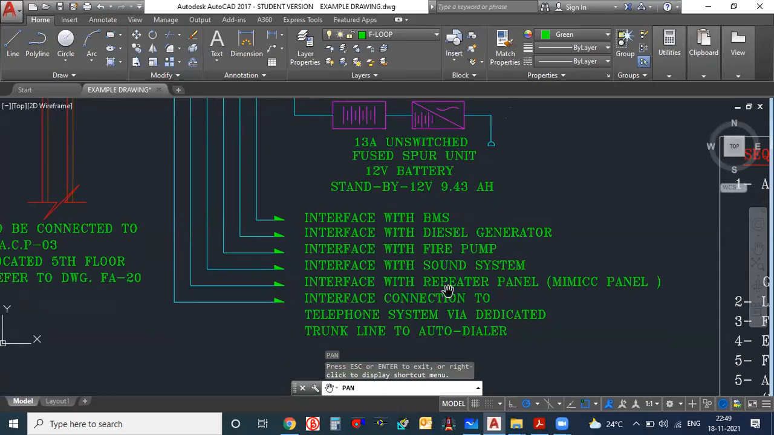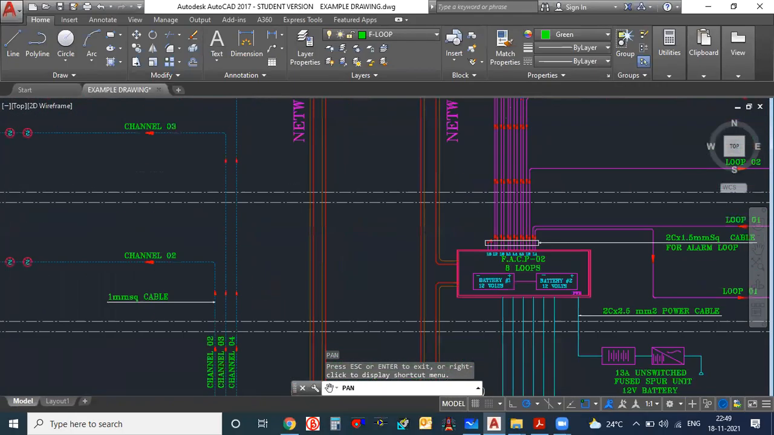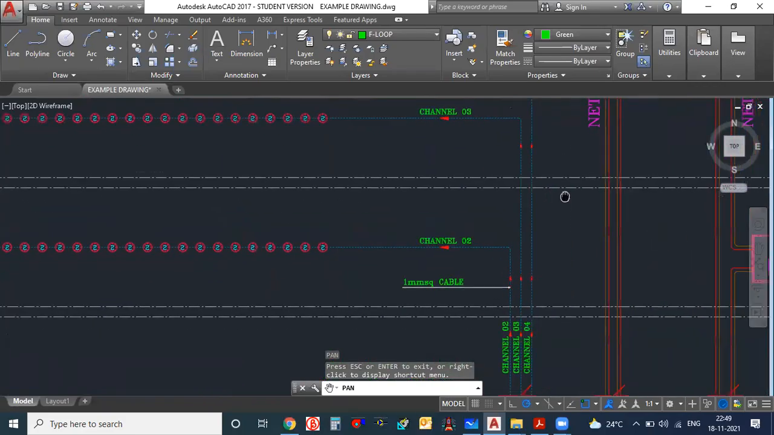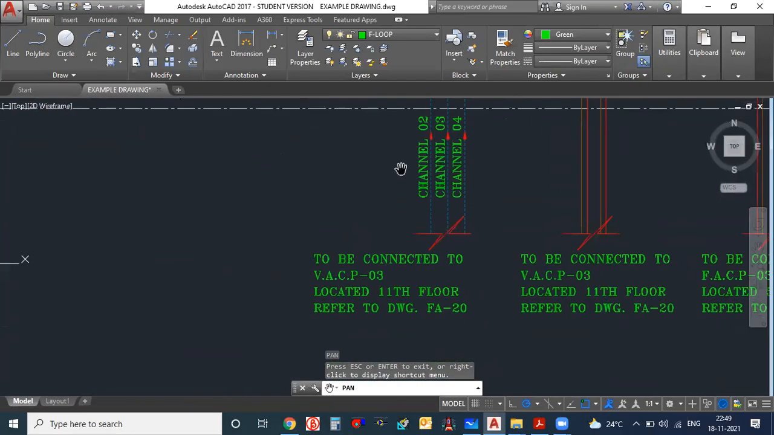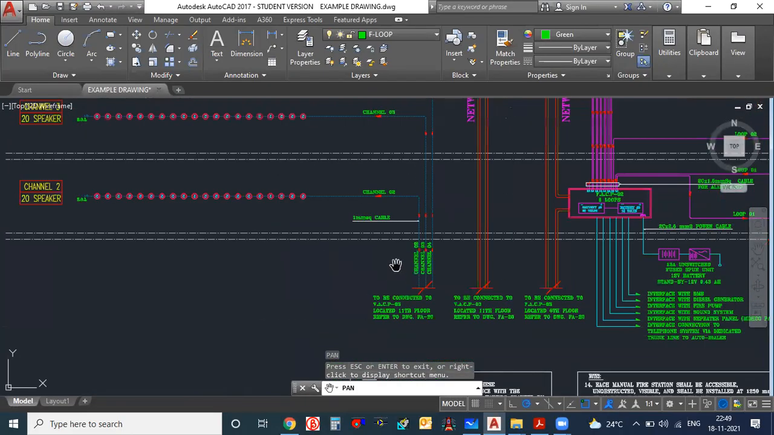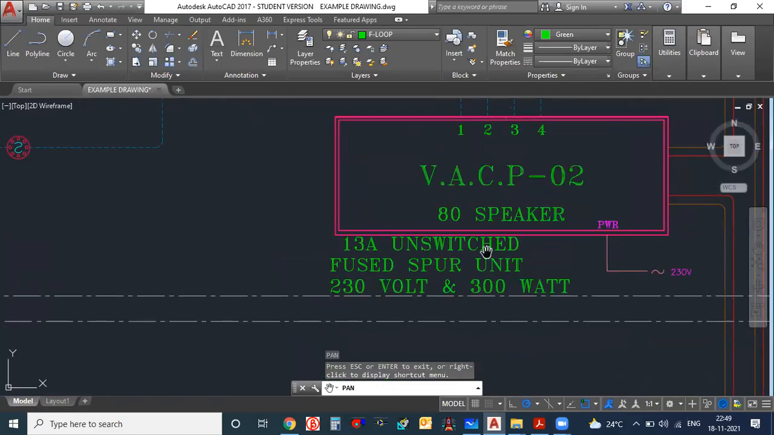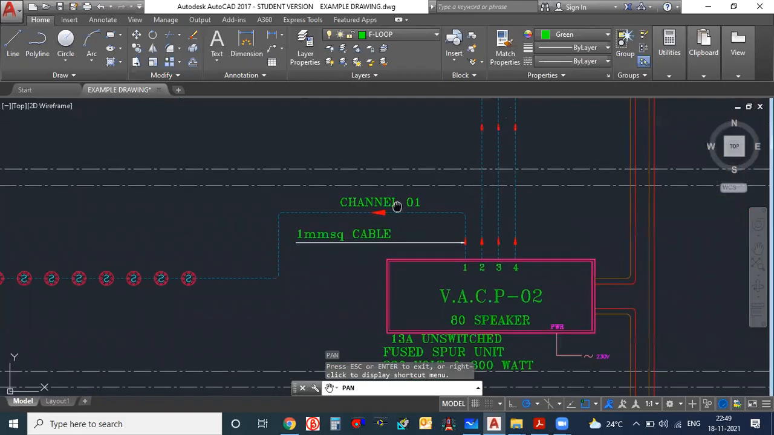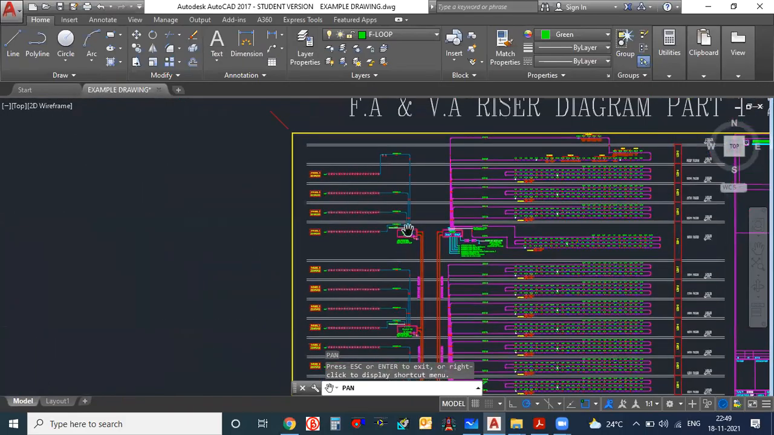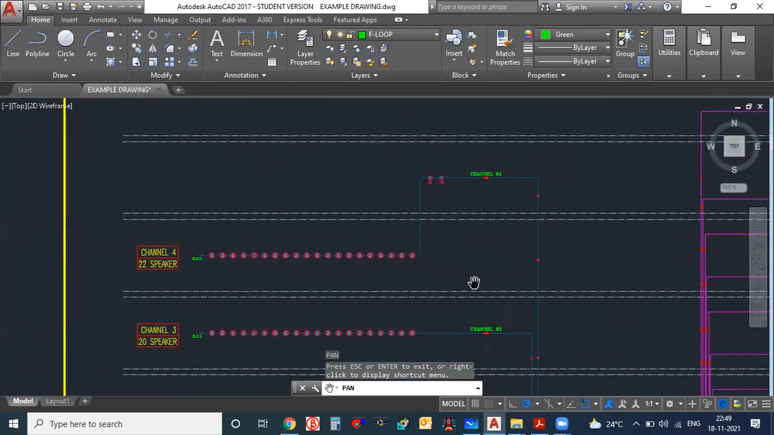What is mentioned in the drawing? What type of speaker cable are they using? Speaker cable, what type? Can I see the drawing please, boss? Speaker, 1 mm square cable. They have not mentioned it, but it should be fire rated also. Speaker cable should be fire rated. Fuse per unit unswitched, 230 volts and 300 watts they have used. 1 square mm cable is used, but they have not written which type of cable is used.